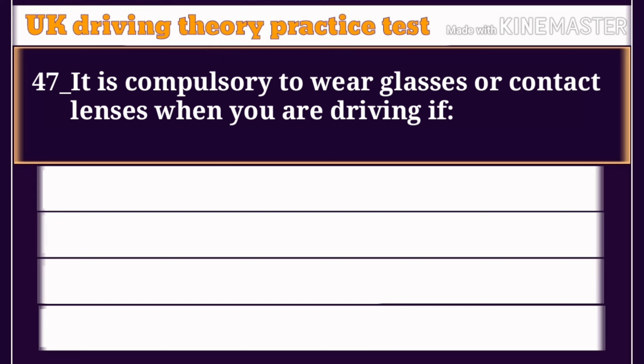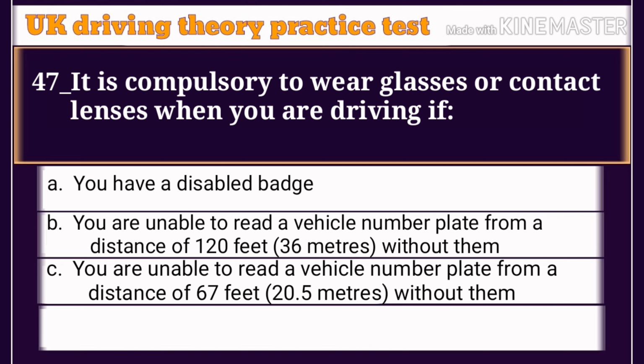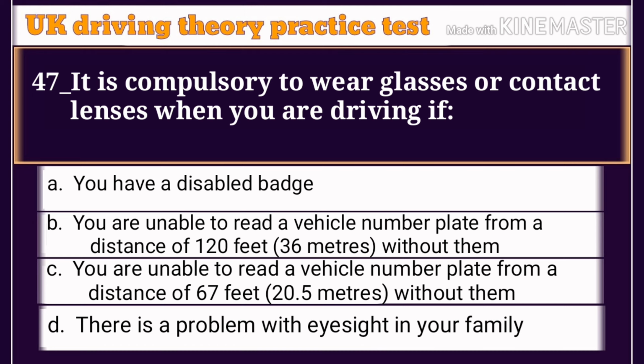Question 47. It is compulsory to wear glasses or contact lenses when you are driving if A. You have a disabled badge. B. You are unable to read a vehicle number plate from a distance of 120 feet, 36 meters, without them. C. You are unable to read a vehicle number plate from a distance of 67 feet, 20.5 meters, without them. D. There is a problem with eyesight in your family. The correct answer is C. You are unable to read a vehicle number plate from a distance of 67 feet, 20.5 meters, without them.